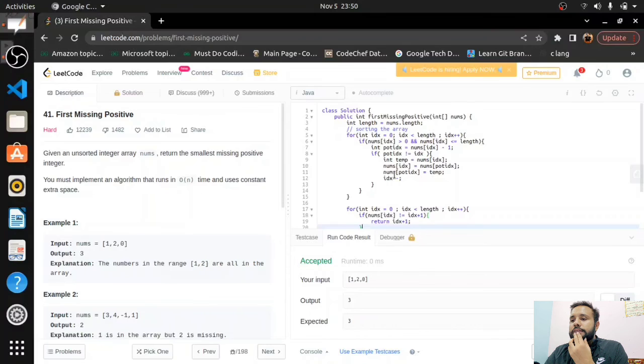Why is it giving TLE? Index 0 less than length, index plus plus is given 0. Care about this. Potential index.